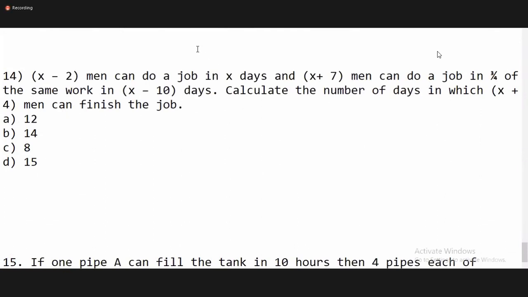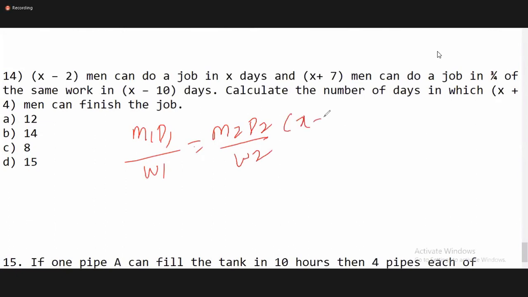Yes, guys. So this is purely a concept of M1 D1 by W1 is equals to M2 D2 by W2. You just need to plug the values, because you can't take the LCM of variables. x minus 2 men can do it in x plus 7 days. 3/4 of the same work, x minus 10 days.